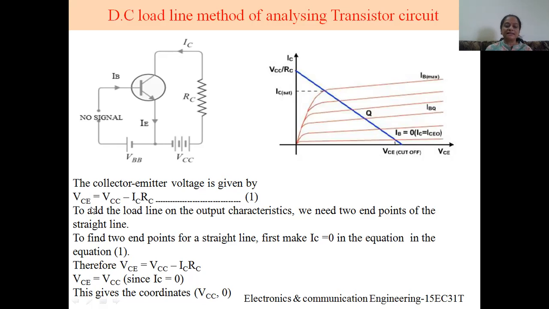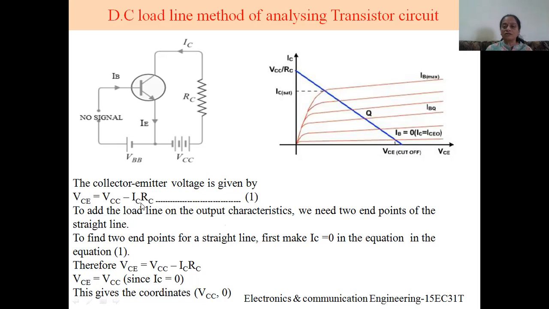See here, VCE, that is collector emitter voltage, is given by the bias voltage VCC minus IC into RC. So this is a linear equation. This is the first equation, which we have taken from the output circuit of this transistor without applying the signal. So to draw the load line on the output characteristics, we need 2 points. How to get these 2 points? To find the 2 endpoints of a straight line, that is a DC load line, first make IC equal to 0.